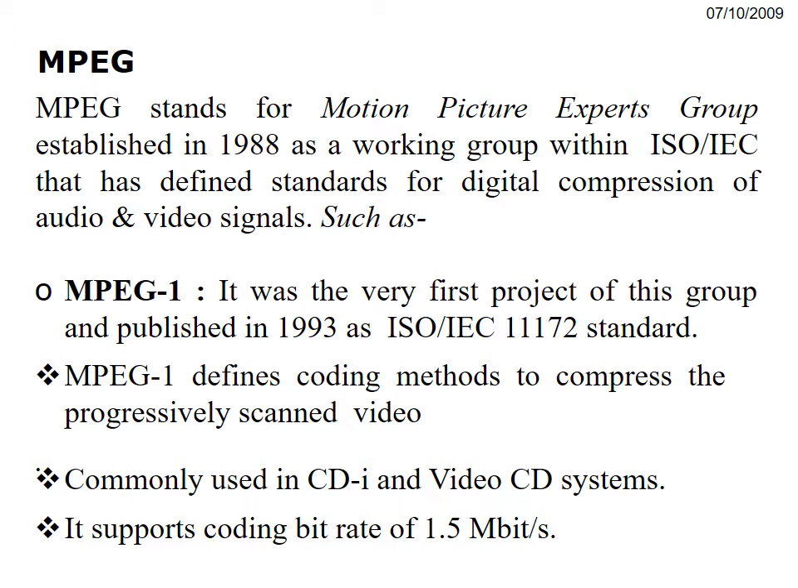MPEG-1 is the very first project of this group, and it was first established in the year 1993 as the ISO/IEC 11172 standard. This MPEG-1 defines the coding methods that can be used to compress progressively scanned video. They are commonly used in CD-i and video CD systems. It supports a coding bitrate of 1.5 megabits per second.